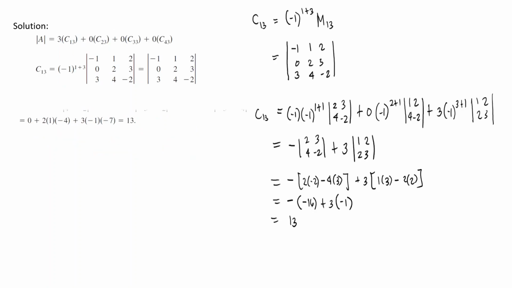So we have that, or you may choose to do the second row expansion. So since the determinant of A is equal to 3 times the cofactor C sub 1,3, which is 13, we get the determinant of A equals 39. Next, we will introduce now an alternative method in finding the determinant of a 3 by 3 matrix.